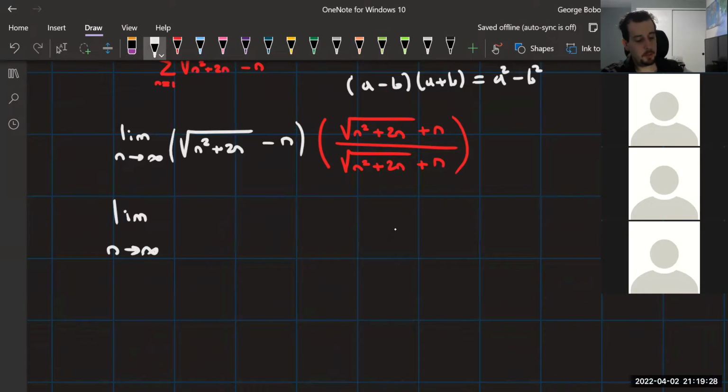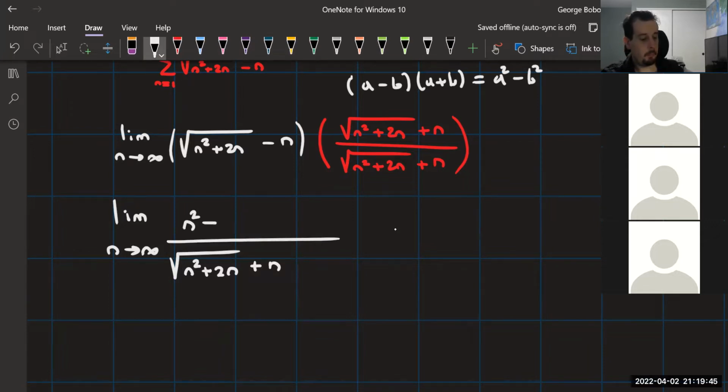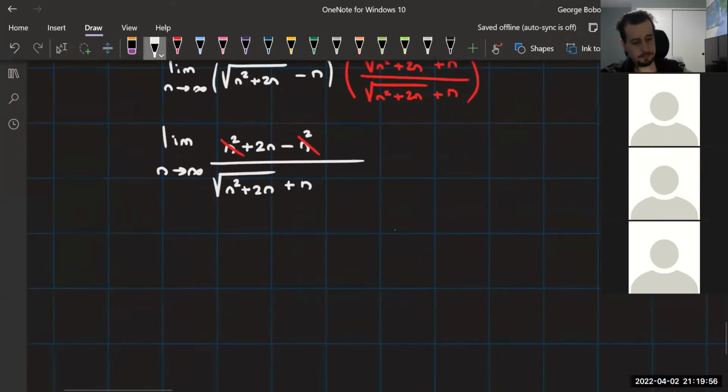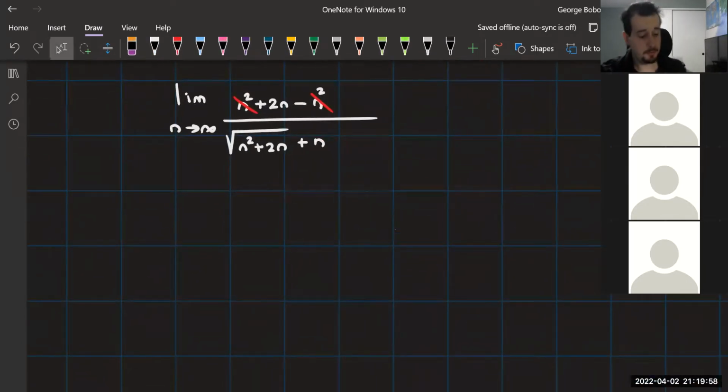And now in our next step, we have opened up these. What are they going to be, Grace? Think about it as I'm writing the denominator. Oh, okay, yeah. N squared plus 2n minus n squared. And what do we notice? The n squares go away. That's a completely different limit right now.